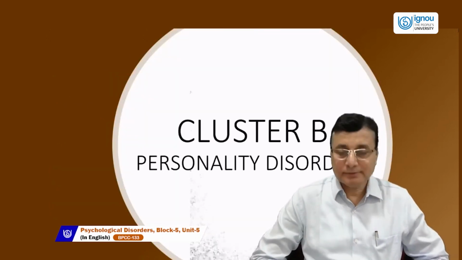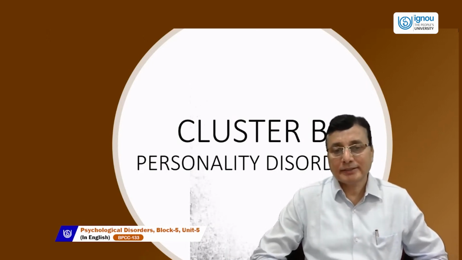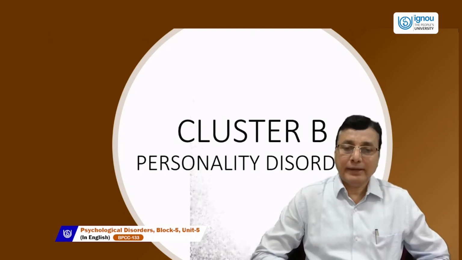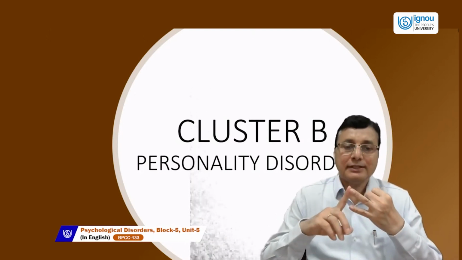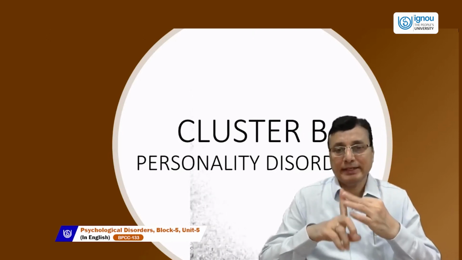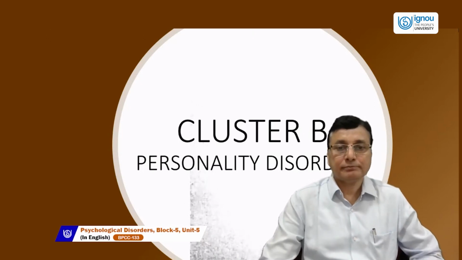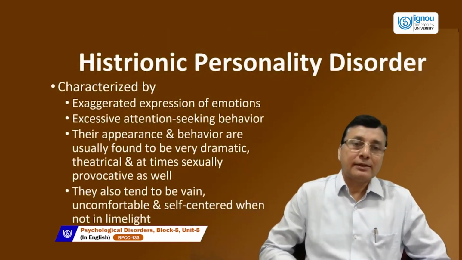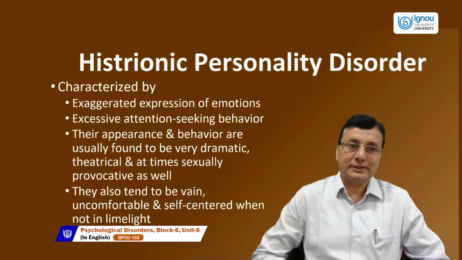Okay, so we have discussed the cluster A personality disorders. There are three cluster A personality disorders: paranoid personality disorder, schizoid personality disorder, and schizotypal personality disorder. Coming to cluster B personality disorders. So let us see the histrionic personality disorder first.